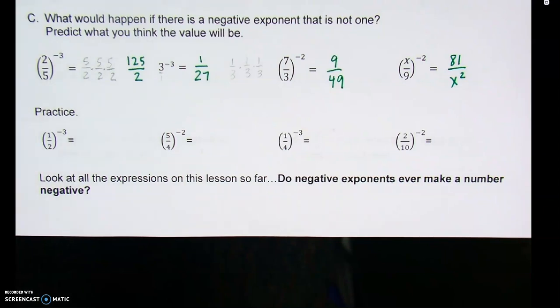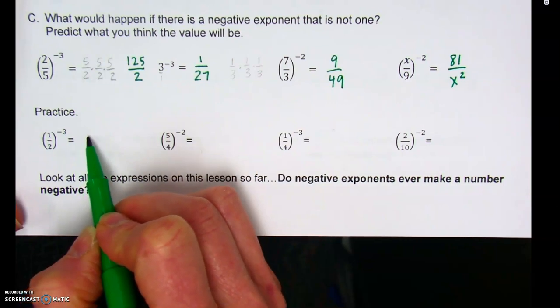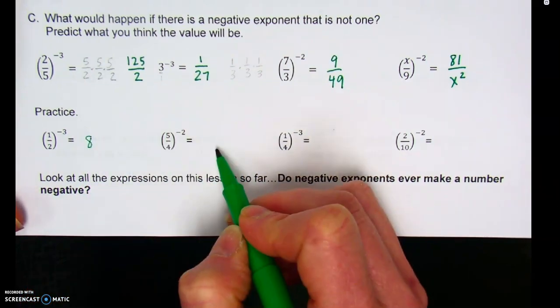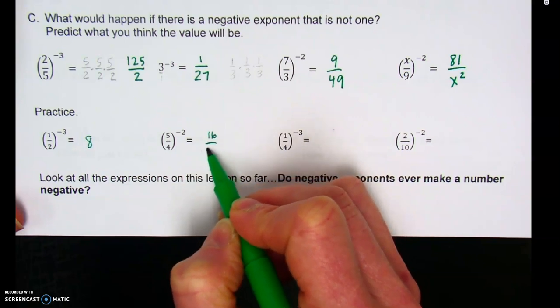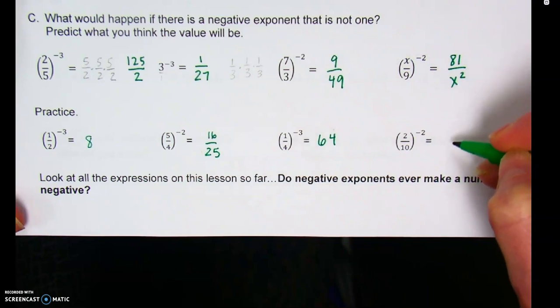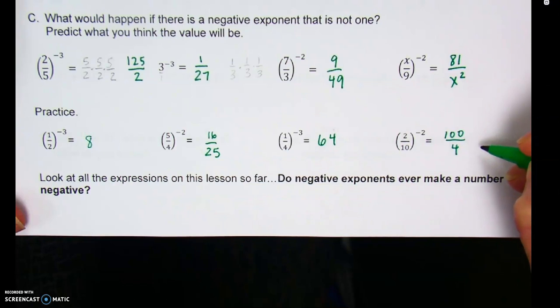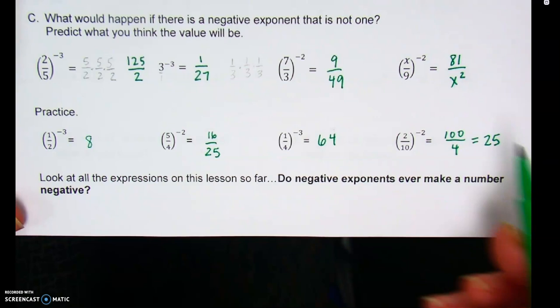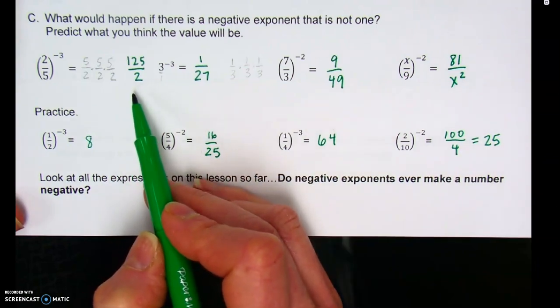So now you pause the video here and practice these. How'd you do? This should be 8. This should be 16 over 25. This should be 64. And this should be 100 over 4. But if you wanted to simplify that to 25, it would be okay. There's no decimals involved here. I left this one the way it was because I don't really need to simplify it to a decimal.